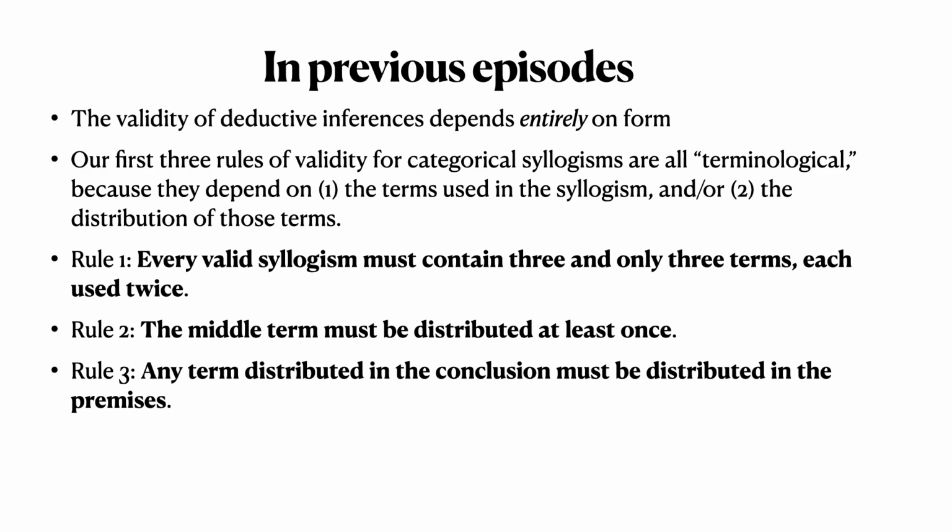Okay, that's where we've been. That's 3 rules. There are 2 more to go. Rule 4 is there must be at least 1 affirmative premise, right? There's 2 premises, at least one of them must be affirmative.